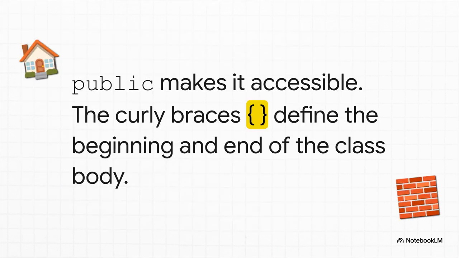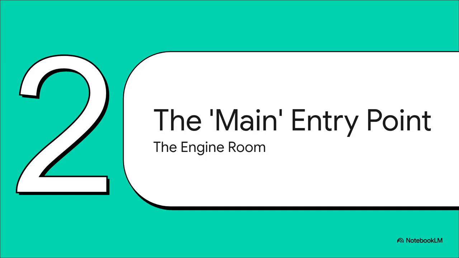So let's take a closer look at the structure of our house. That first word, public, it's basically a sign out front that says, hey, open to everyone. It just means the code is accessible. And those curly braces you see? Well, you can think of those as the walls and the roof. They define exactly where our little code house begins and where it ends. Okay, so our house is built.